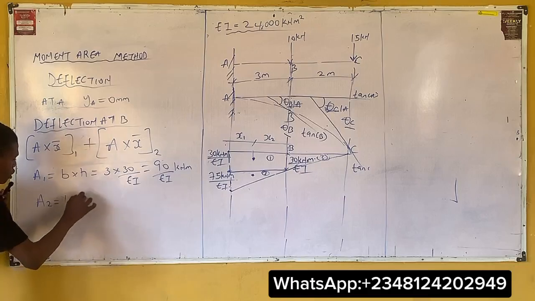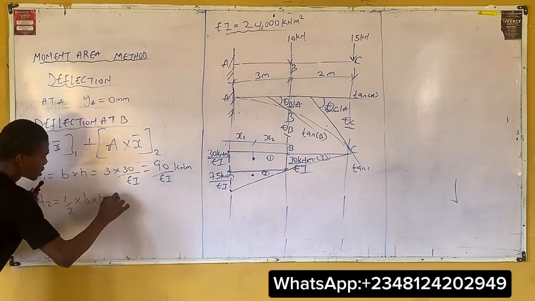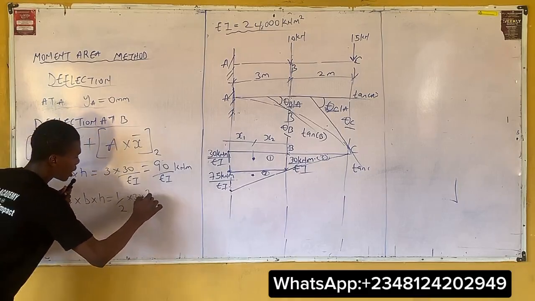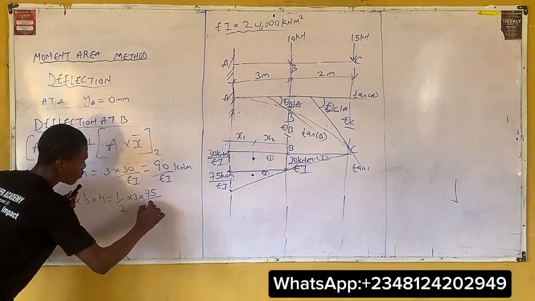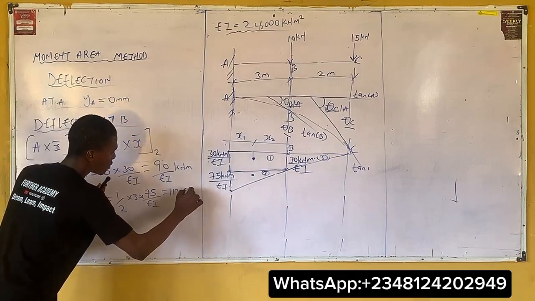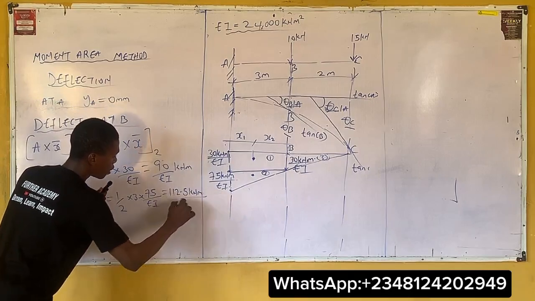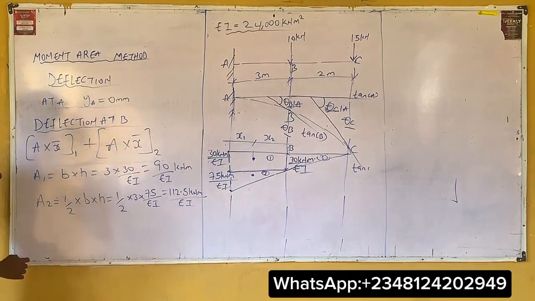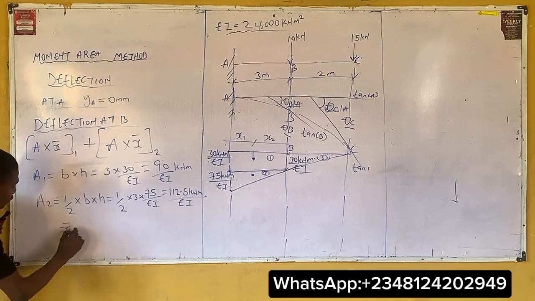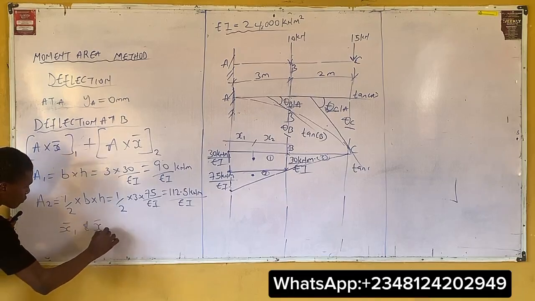1 over 2 multiplied by base times height. And this will be what? 1 over 2 multiplied by 3 multiplied by 75 over EI. And this is equal to 112.5 kilonewton meter, all divided by EI. What's our unknown here? Our unknown is the centroid of figure 1 and the centroid of figure 2.